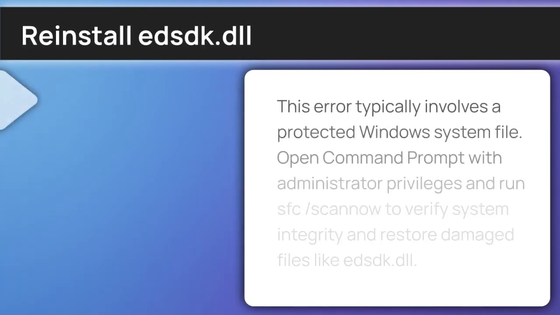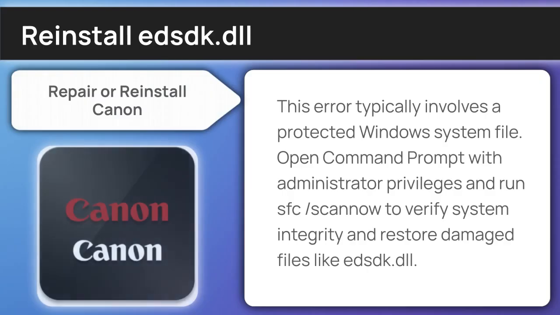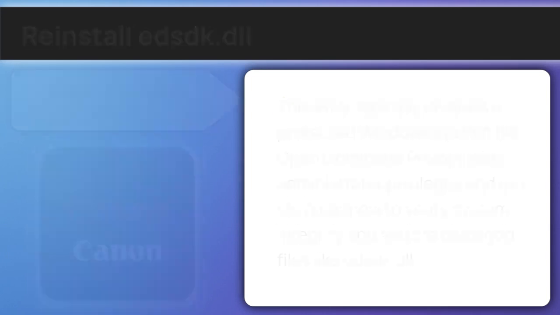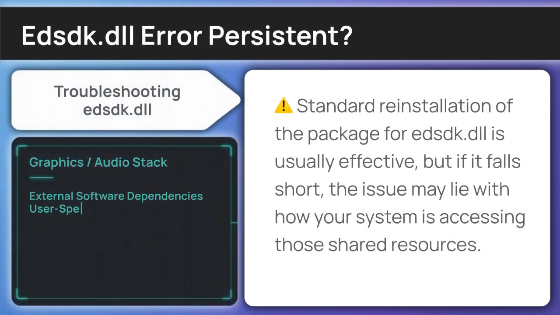This error typically involves a protected Windows system file. Open command prompt with administrator privileges and run sfc /scannow to verify system integrity and restore damaged files like Edsdk library DLL. If you're still finding yourself stuck after the reinstall, our next priority is to check for any active blocks in the system path.